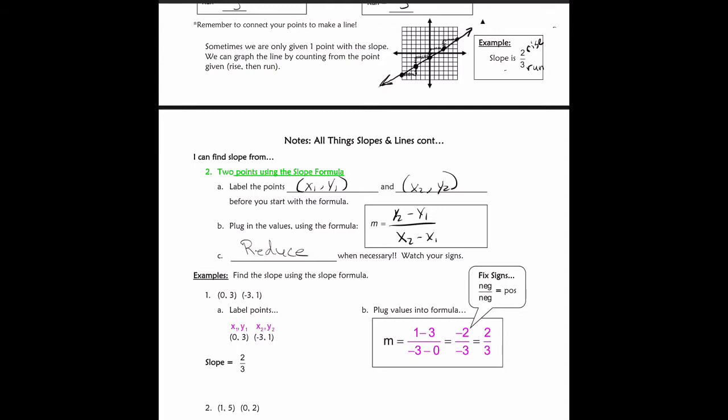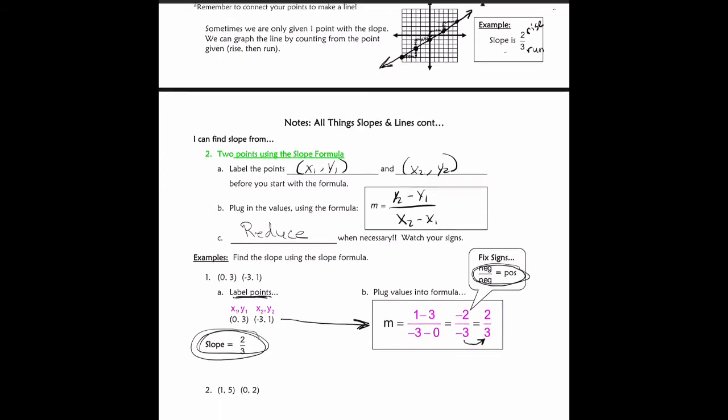So example 1 here is already kind of worked out for us. So again, we start by labeling our points. So we have the point 0, 3 and the point -3, 1. So we label it x1, y1, and x2, y2. Then I take those values and I plug it into my formula. So 1 minus 3 gives me -2. -3 minus 0 gives me -3. Now, I have a negative over a negative. Remember, double negatives cancel each other out, right? And gives me a positive. So I want to simplify that down to just positive 2/3, and that would be my final answer.